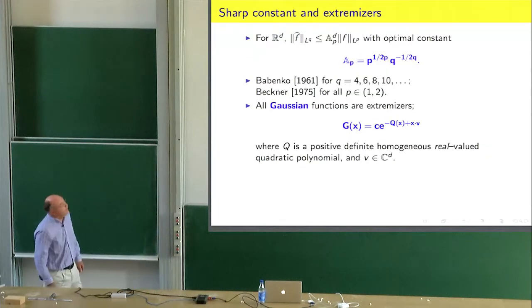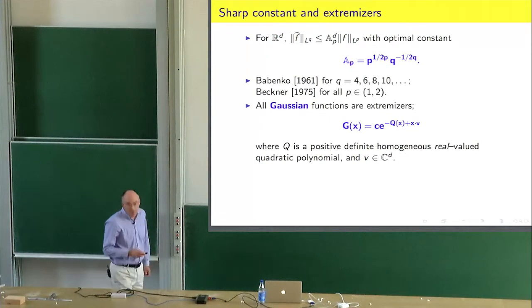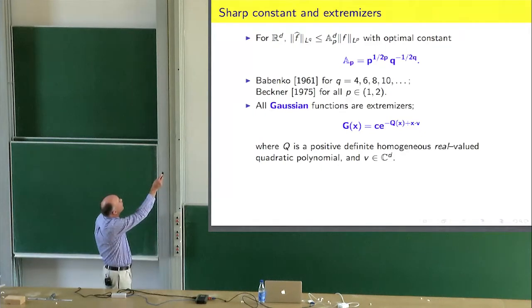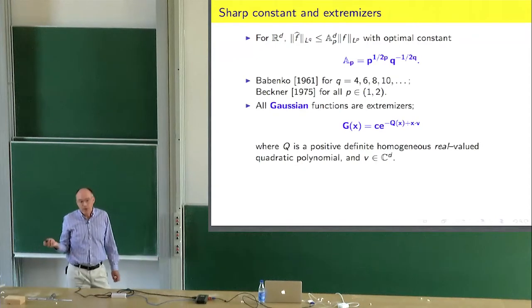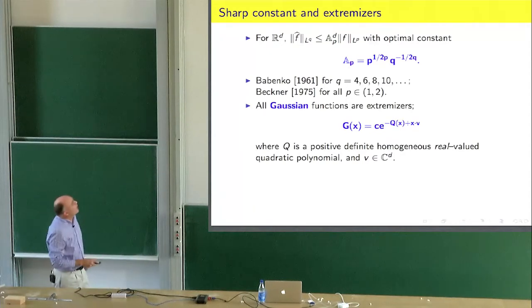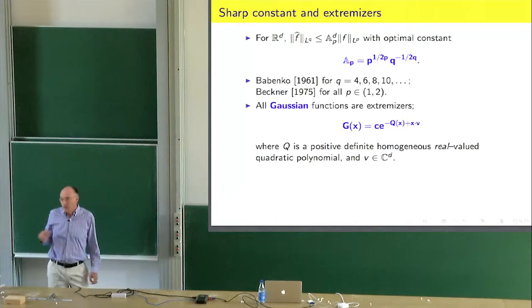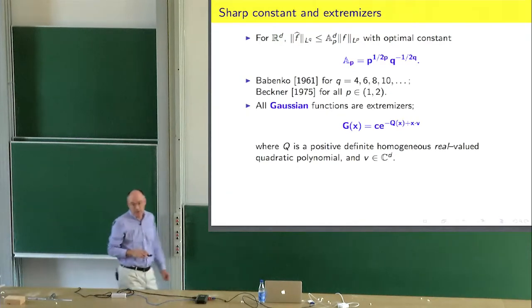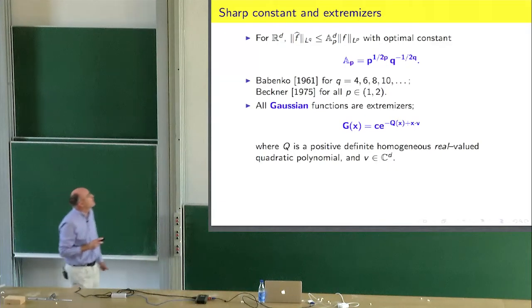Okay, so my talk is about a sharp version of this inequality. The sharp version gives the optimal constant. So the norm of f hat in L^q is less than or equal to a certain constant A, which depends only on the exponents, raised to the dimension d, A_p to the d times the L^p norm of f. And the optimal constant in dimension 1 is p to the 1 over 2p divided by q to the 1 over 2q, where p and q are the two exponents in the inequality.